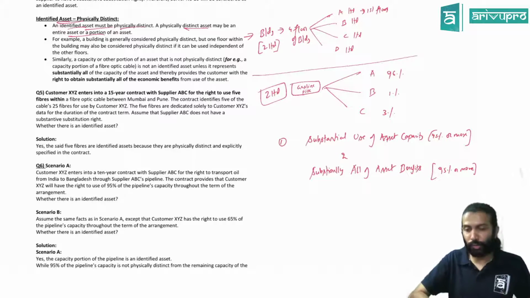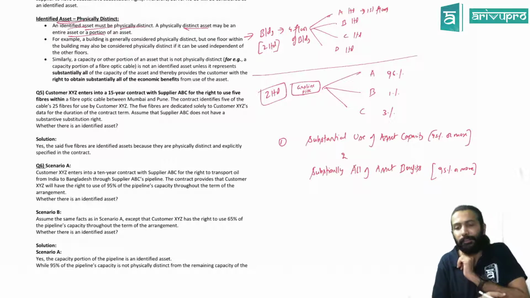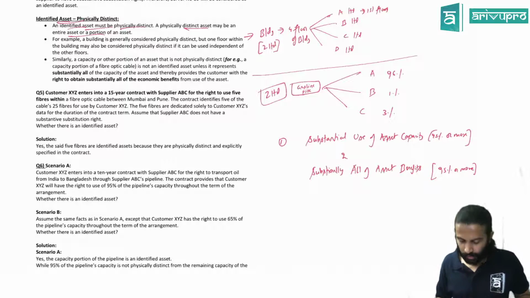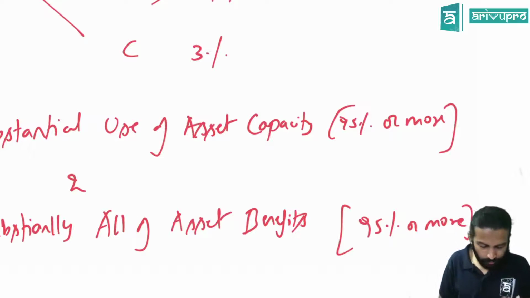Because in one of the illustrations you will see further, it is 65%. They've concluded that it is not an IA, not an identified asset. Fair enough? So substantial means 95% or more, looking at their illustration.